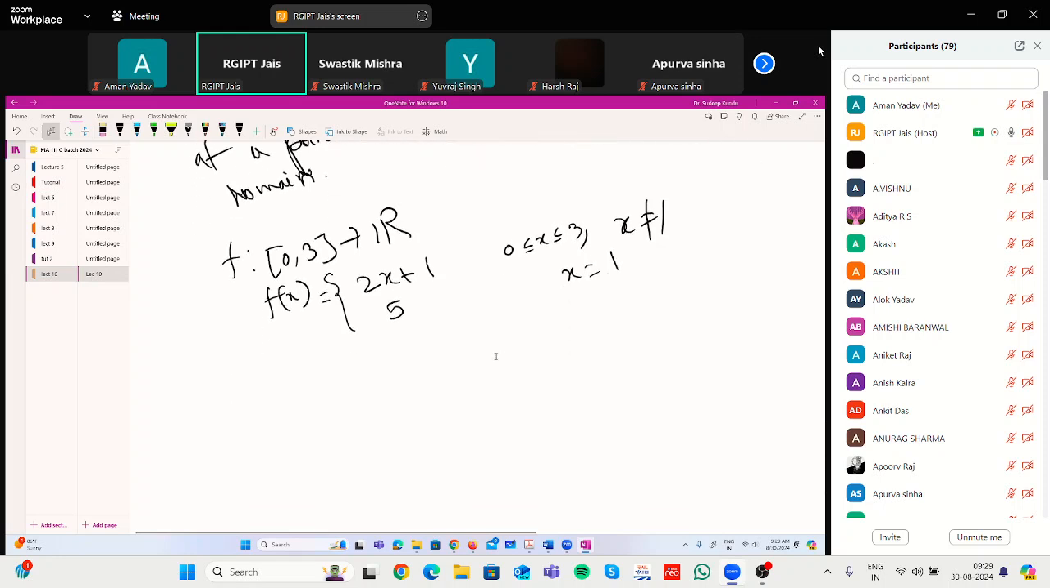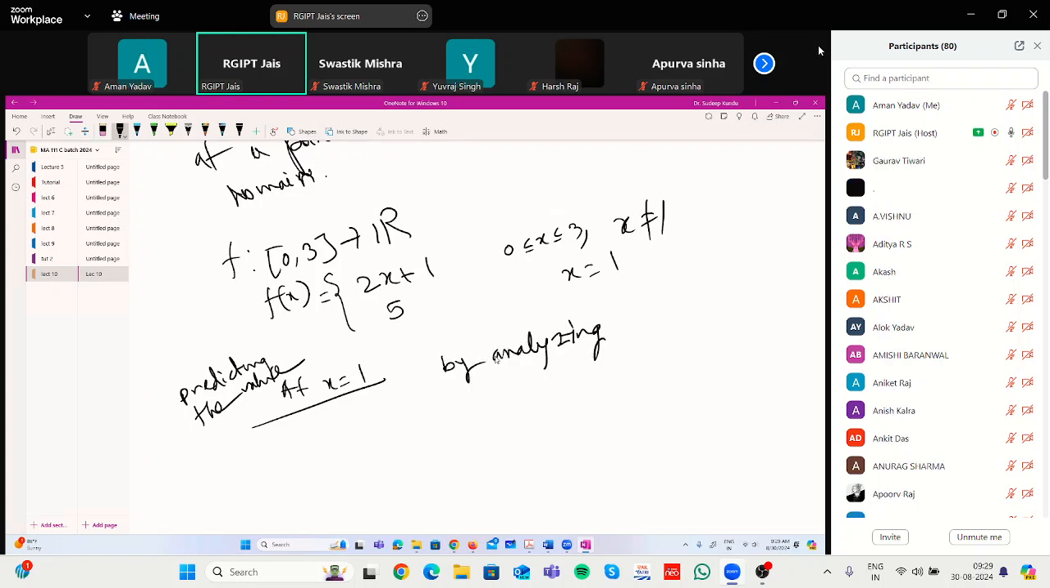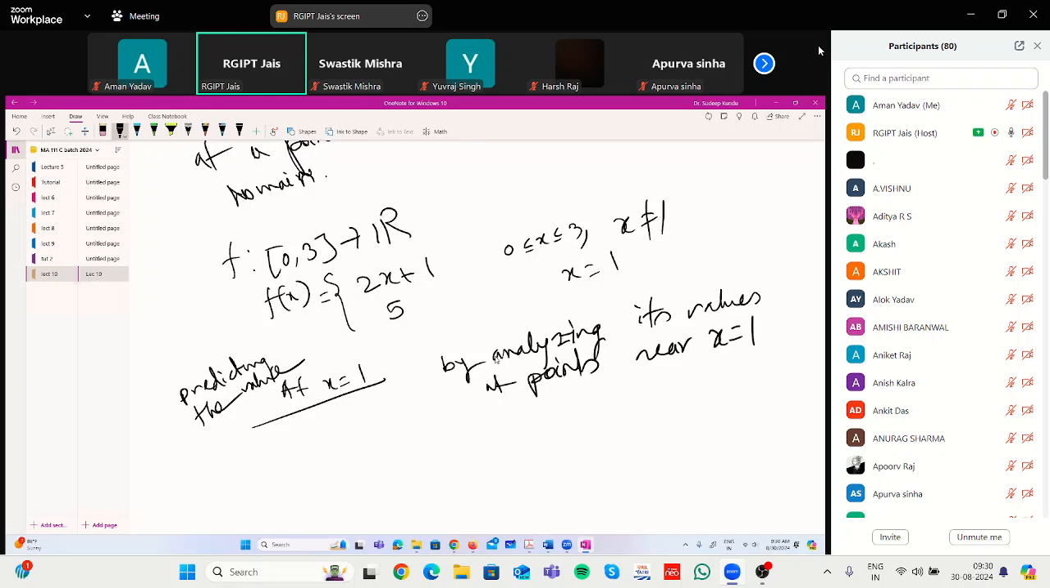So suppose now you want to see the value of f at x equals to 1, predicting the value at x equals to 1 by analyzing its values at points near x equals to 1, right?